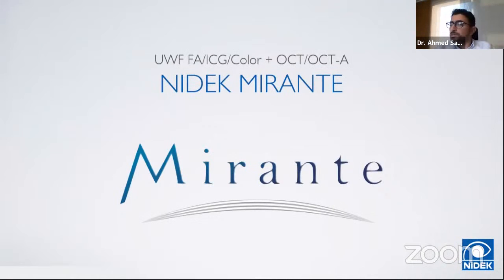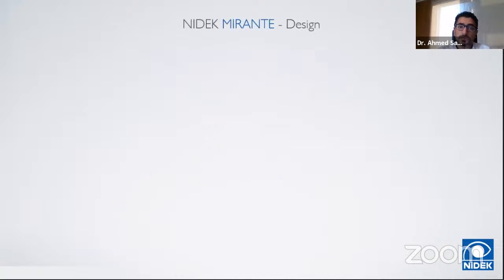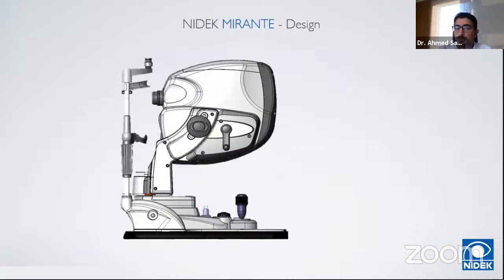So, as I mentioned, I'm really excited and happy to have the opportunity to display the Mevanti to you today. The Mevanti is the newest multimodal imaging device that has been recently introduced by Nidec, and it is a combination between different imaging modalities that we will discuss now, along with a complete OCT system. We will start by going through the design.